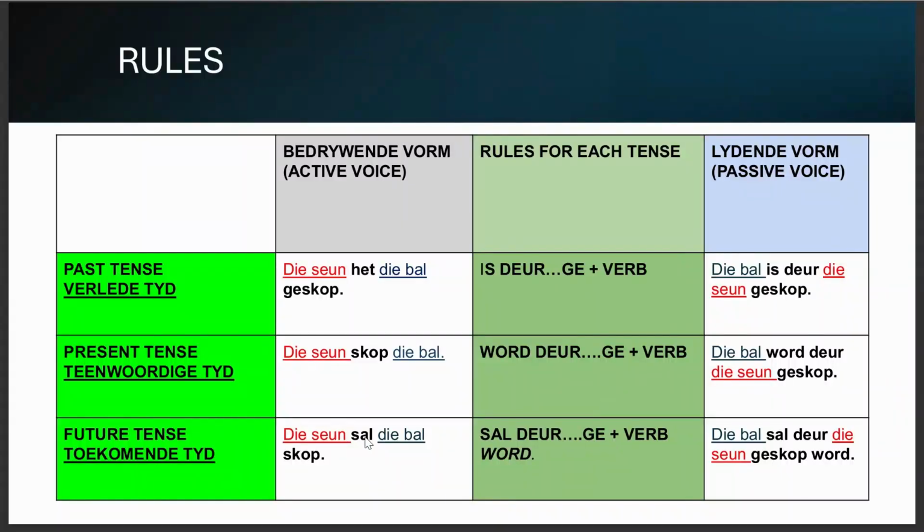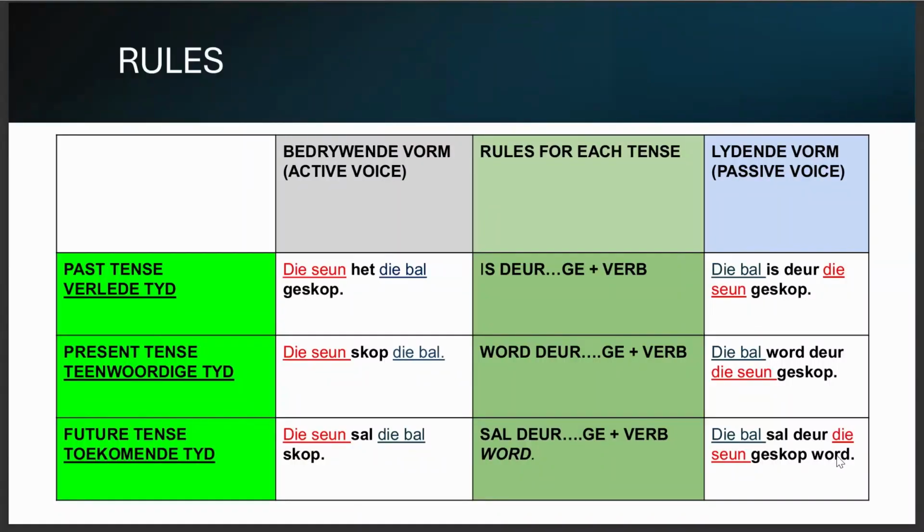Now with future tense, toekomende tyd, here's an example. Die seun sal die bal skop. We know that it is future tense because of the sal. So what is the rule for future tense, Lydende Vorm? To be able to change it, you use the sal deur plus verb, and then here you end the sentence with word. That is something you're going to have to remember. Sal deur plus verb word. So it will change to die bal sal deur die seun geskop word.